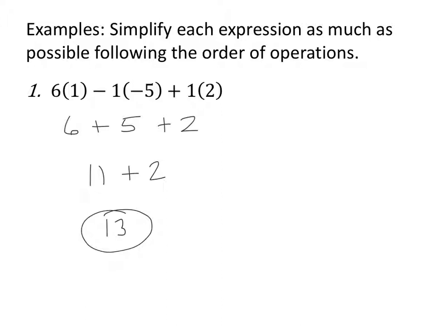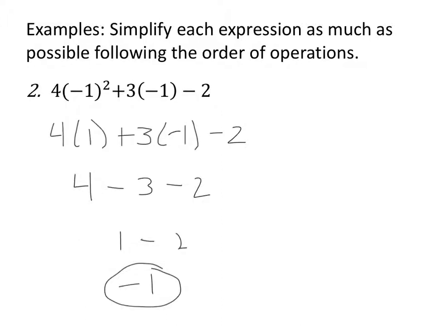There are no exponents. So we're going to multiply and or divide from left to right. 6 times 1 is 6. Minus 1 times a negative 5 is a positive 5. 1 times 2 is 2. So I took care of all the multiplications. Now I'm going to add from left to right. 6 plus 5 gives me 11. I still have the plus 2. 11 plus 2, 13. I've simplified 6 times 1 minus 1 times negative 5 plus 1 times 2 down to 13. So much easier to say that way.